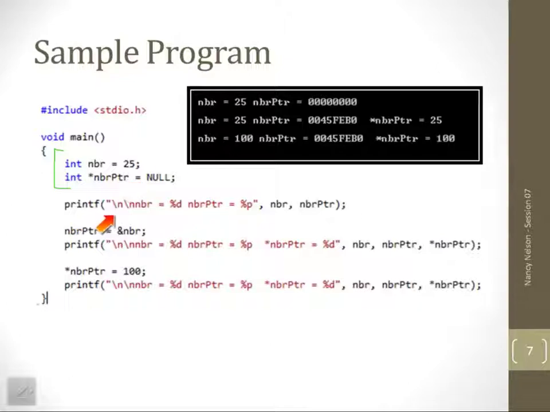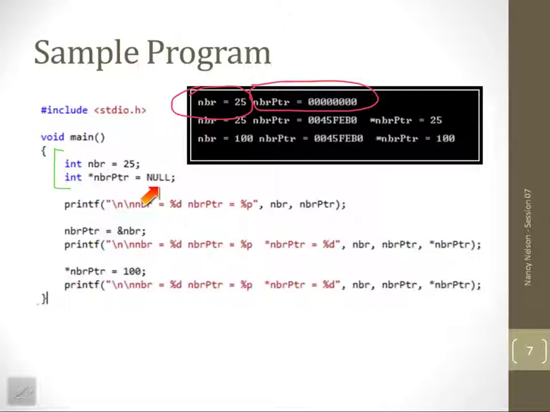If I look at my first print statement, I'm printing number is equal to, and I'm printing number, so it should print number equals 25. And then I'm printing number pointer equals. And notice here I have %p. That p stands for pointer, and what it's going to do is allow us to print an address. So that value is going to get printed in hexadecimal as an address. So here I'm printing number pointer. If we look at the output from that, we can see there's the number equals 25, and number pointer equals 0. Why does it equal 0? Because I set it to null when I initialized it.